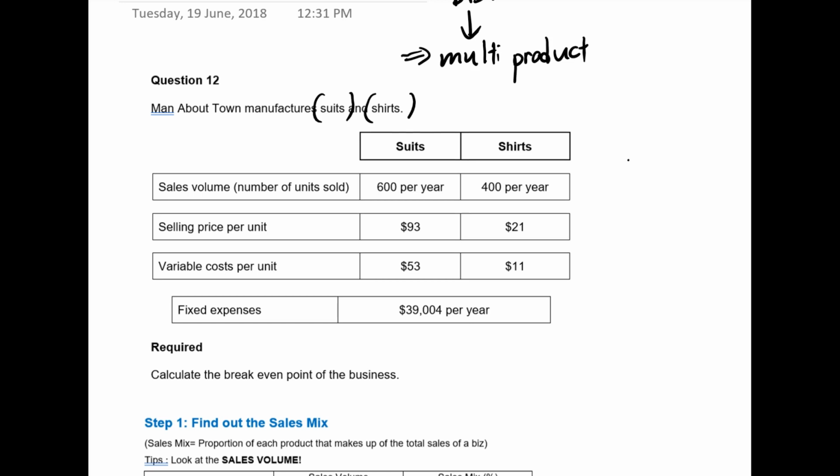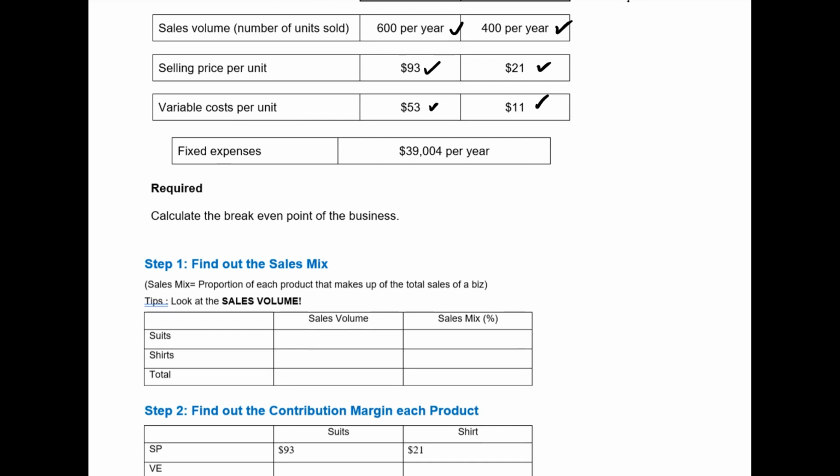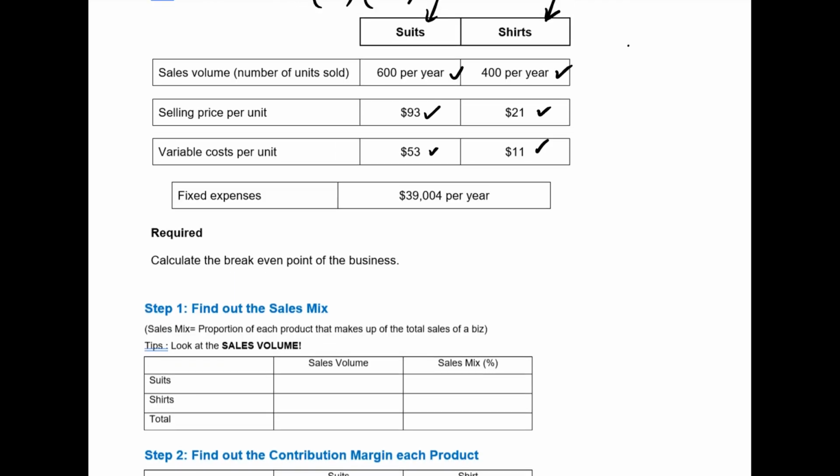They are producing two products, one is suits, one is shirts. The sales volume for suits is 600 and the sales volume for shirts is 400. Selling price for suits is $93, selling price for shirts is $21. The variable cost per unit for one suit is $53 and for one shirt is $11. The fixed expense for this company is $39,004 per year, and they ask you to calculate the break-even point for this business.